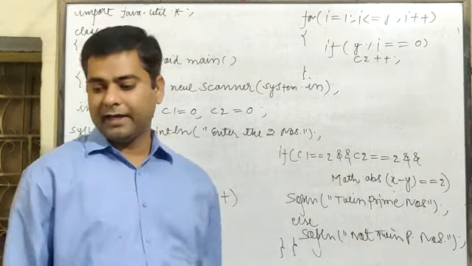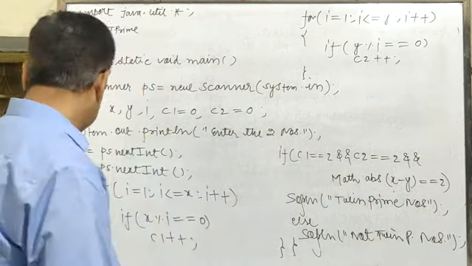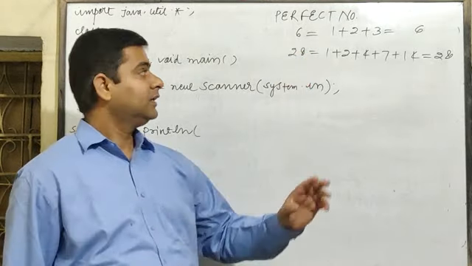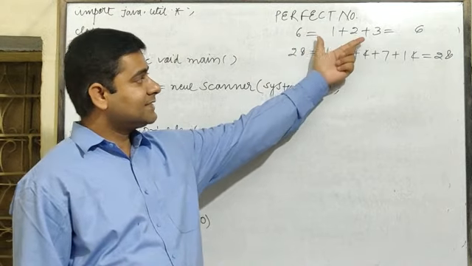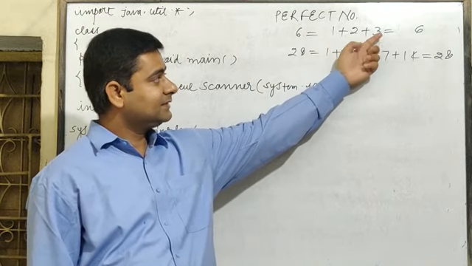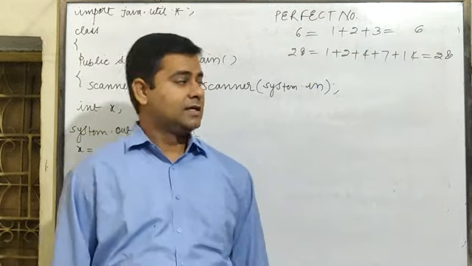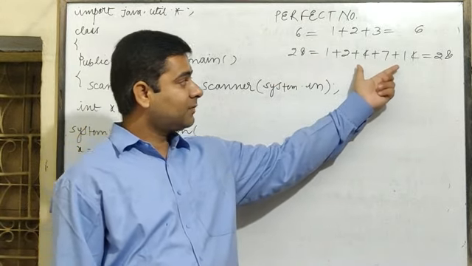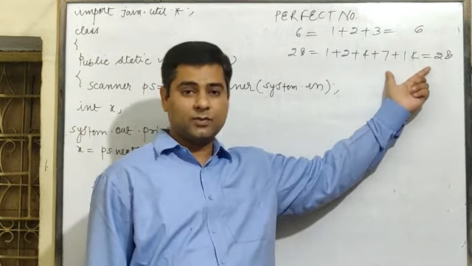See, I am going to play this. So these are the two examples of twin prime numbers and perfect numbers. 6 is a perfect number because its sum of factors excluding 6 is equal to 6. Similarly, the sum of factors of 28, 1 plus 2 plus 4 plus 7 plus 14, excluding itself, will be equal to the number itself. So these types of numbers are known as perfect numbers.